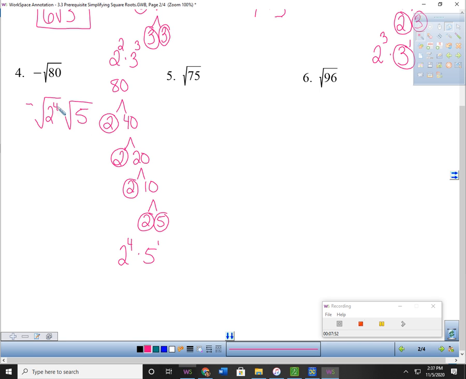So I'm going to take that number up there, the exponent, I'm going to divide it by 2. So this will be 2 to the second, right? Because 4 divided by 2 is 2. Don't forget you still have your negative out front. And then this 5 is just following me down. 2 squared is 4. So I have 4 square roots of 5.